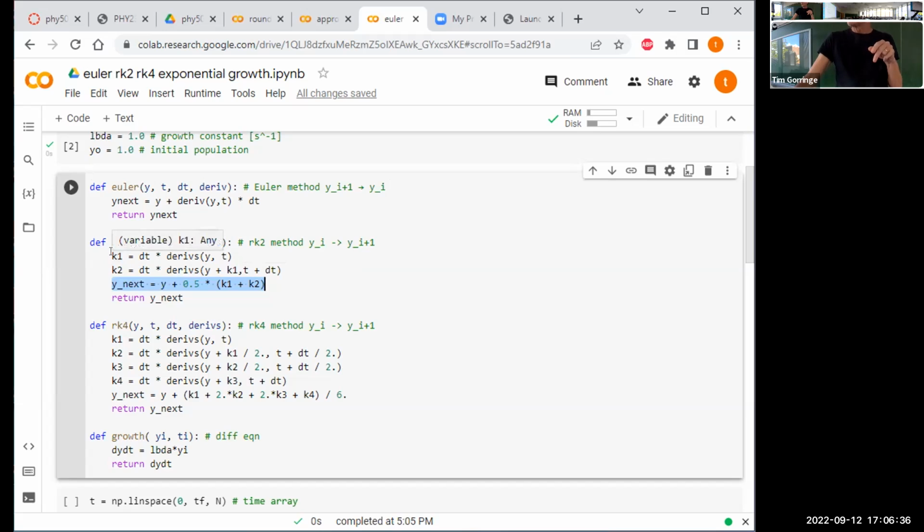And K1 is the estimate based on the slope at the beginning of the time interval. So you see T here. And K2 is the estimate based on the slope evaluated at the end of the time interval. So you see T plus delta T here. And then we're just going to average those two. And we said that particular combination of estimates cancels out inaccuracies up to delta T squared. And the inaccuracies come in at delta T cubed.